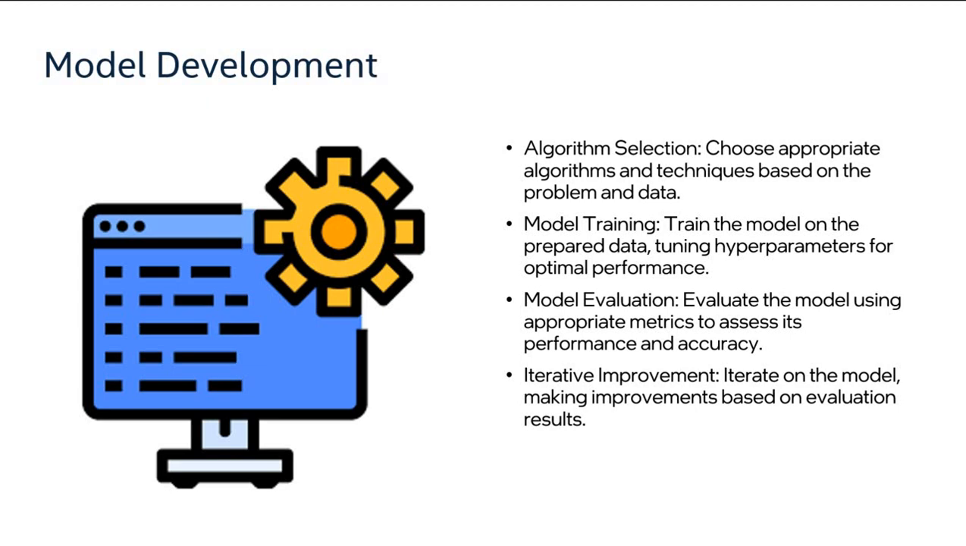Next comes the model development. Model development starts with algorithm selection. We need to assess the nature of the problem, and then we can select a suitable algorithm. For example, regression, classification, clustering, whatever. Considering the complexity and the interpretability of the different algorithms always helps.